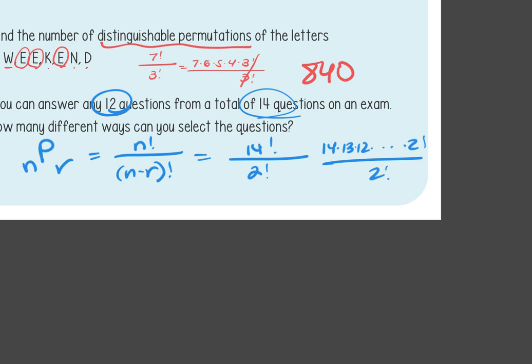On a number this big, if it was a smaller number, you may not have your calculator, but on a number this big, you would. So use your calculator and just set it up as a fraction of 14 factorial over 2 factorial. Or 14 factorial divided by 2, because it's the same thing.